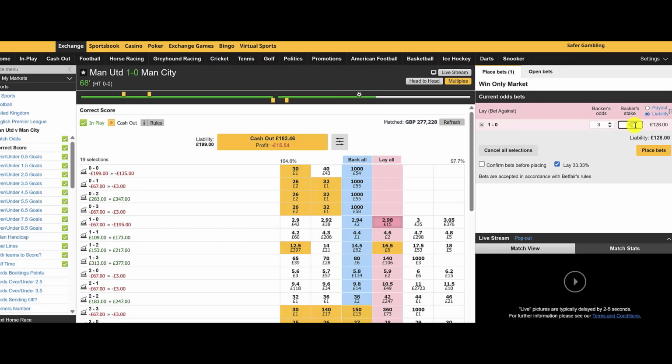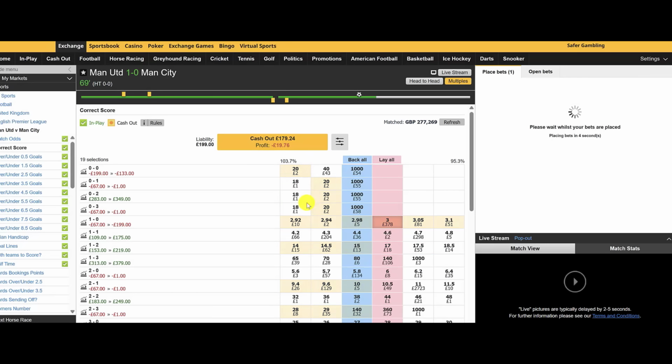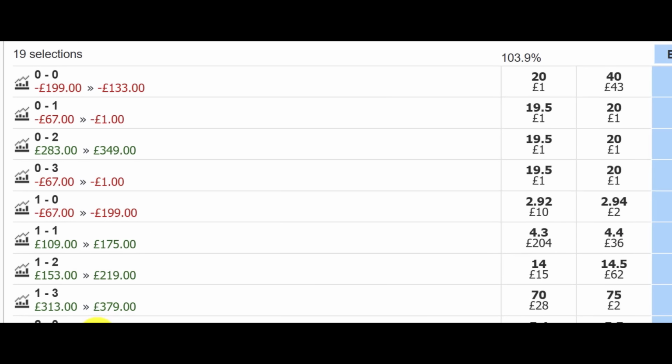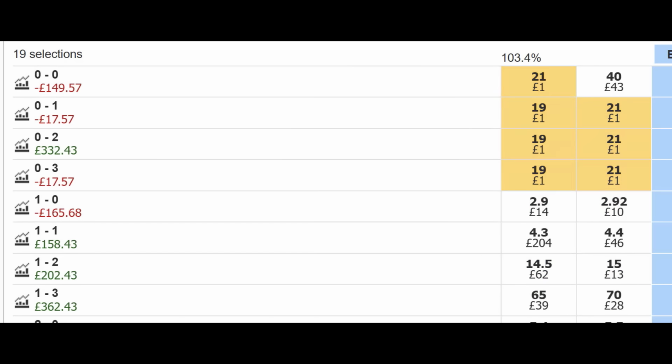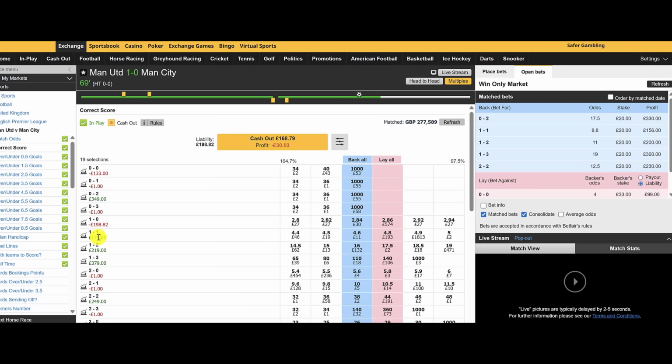And yeah, we could just get that in. So we're going to go full liability on this. Now, the good news is that if Man United score again, this goes down to just a mere £1 loss on this. The 1-1 now, which was one of our target scores, the profit's been bumped up to 175. So the next goal means everything in this match.